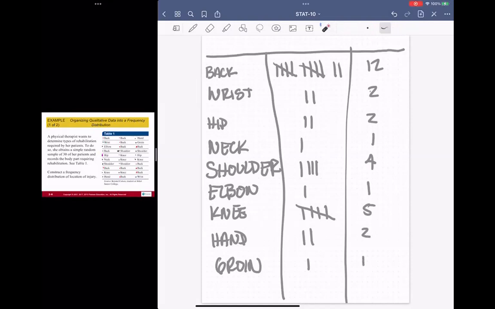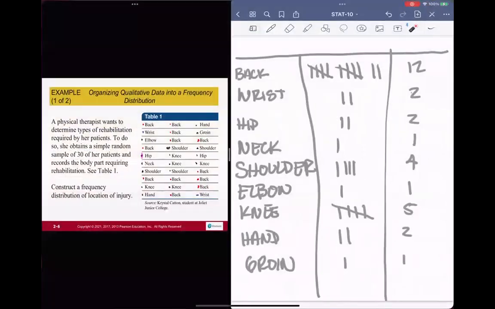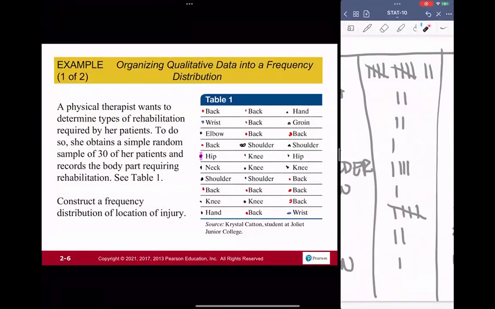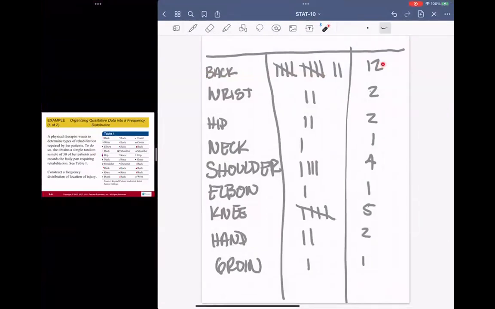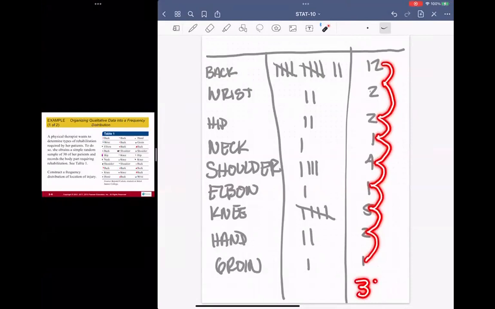So now what we could do is add these together just to make sure that we have all of them. Because if you guys remember over here, they did say that there were 30 different patients. So if we add all these numbers up, it should equal 30. So we have 12 plus 2, that's 14, 16, 17, 21, 22, 27, 29, and 30. So when we added all those numbers up, we ended up with 30. So we got all of them. Now this here makes a little bit more sense.